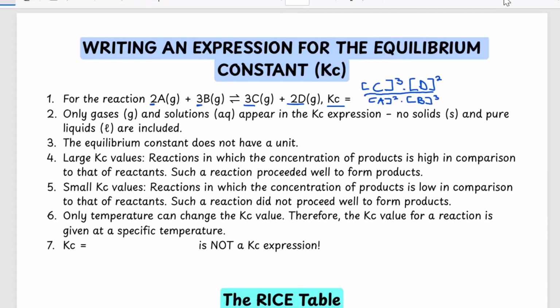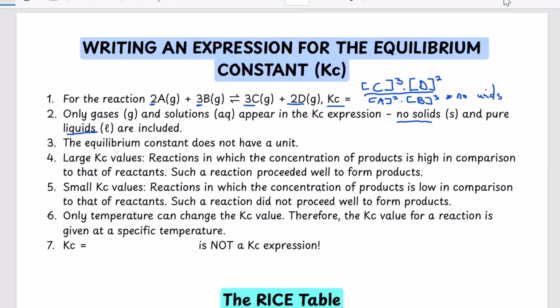Okay. So number two, it says only gases and solutions appear in the Kc expression. So whenever you encounter a solid or a pure liquid, you should not include it in your Kc expression. Then number three reads, the equilibrium constant does not have units. There are no units for Kc. So after writing all this, Kc is not going to have any units.